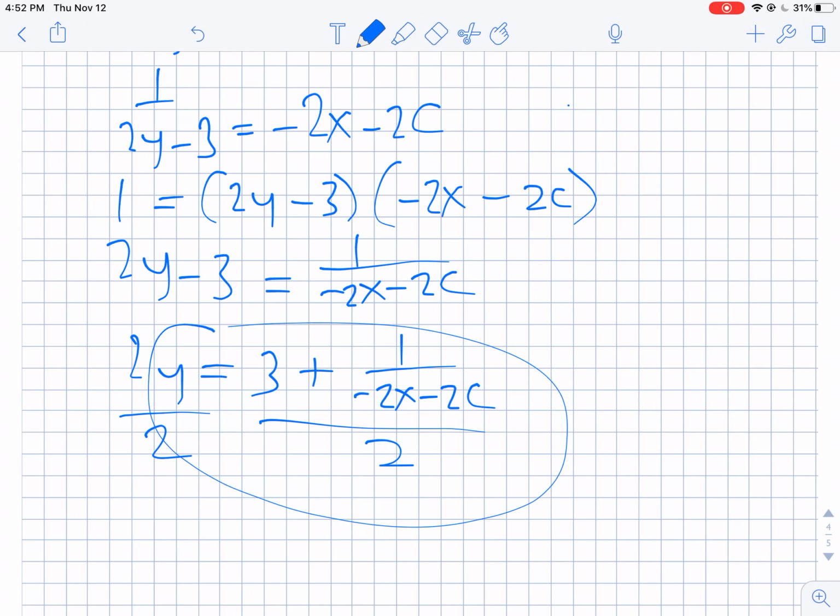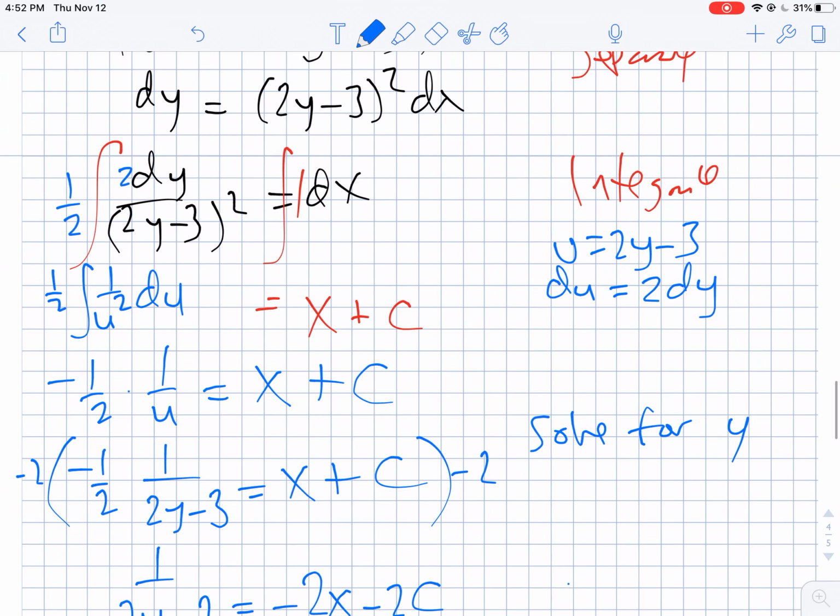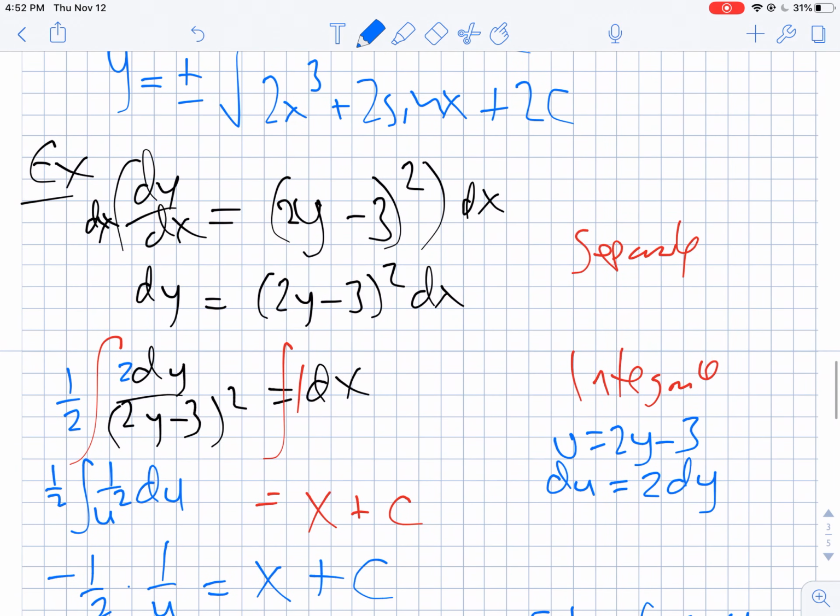Now, the focus is not on the algebra, honestly. It's important to do the algebra and solve for y, but the real important part here is to separate the variables, get the x and the y's on different sides. Here we just had a 1 dx. That worked out to be an x when we integrated it, and then we try and solve for y.